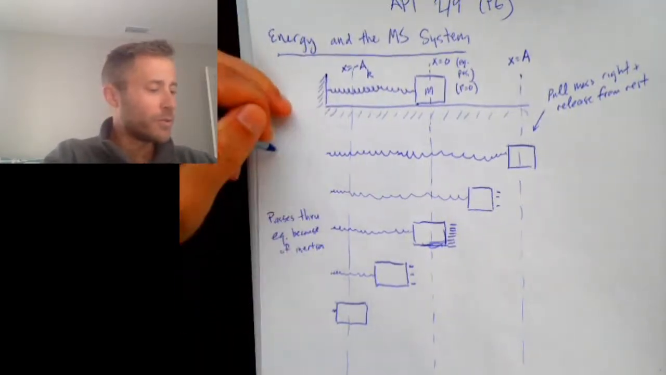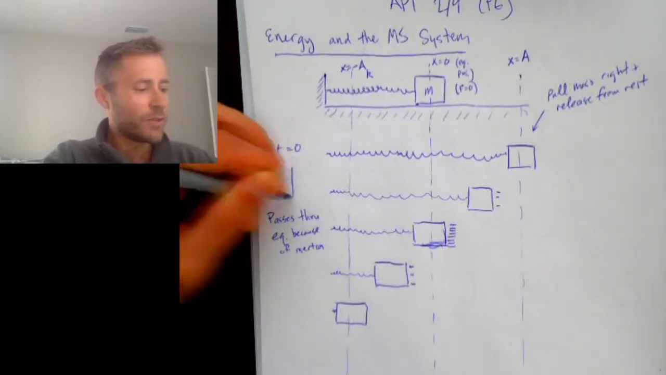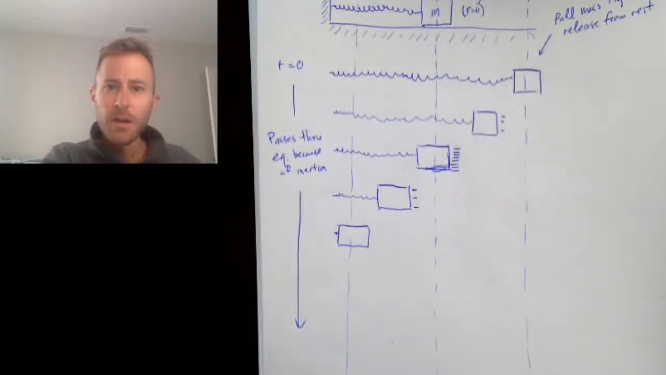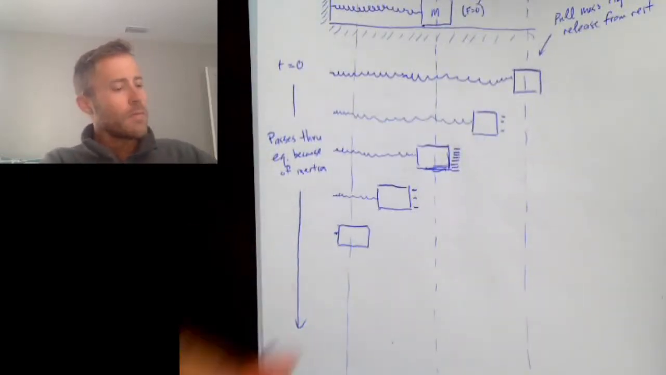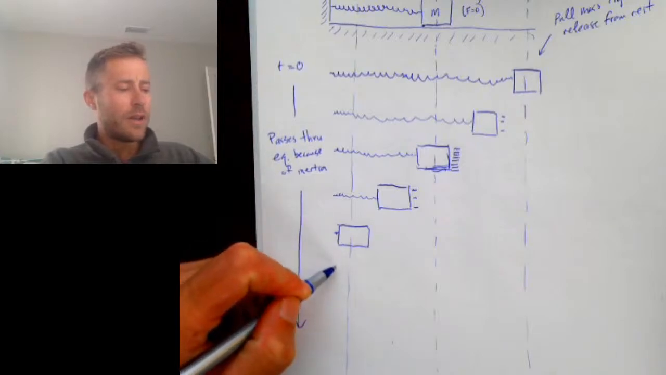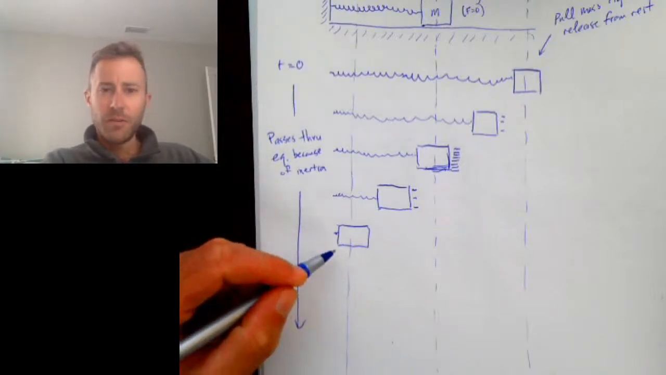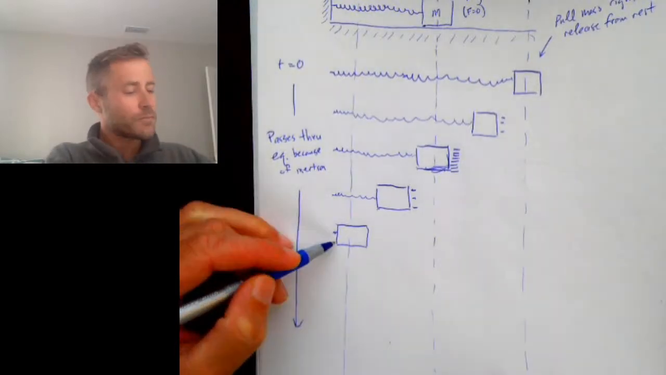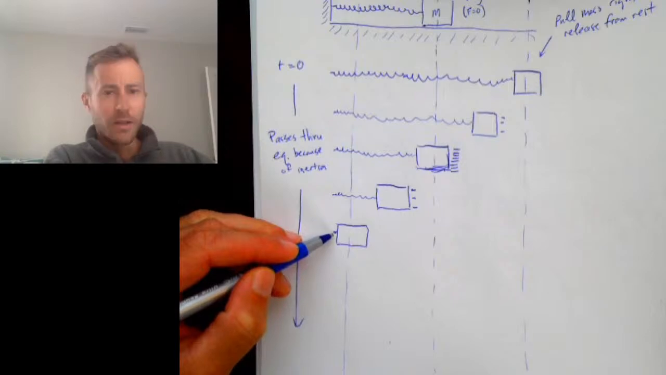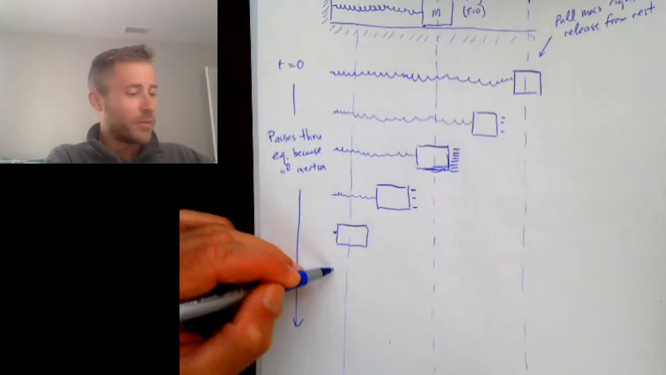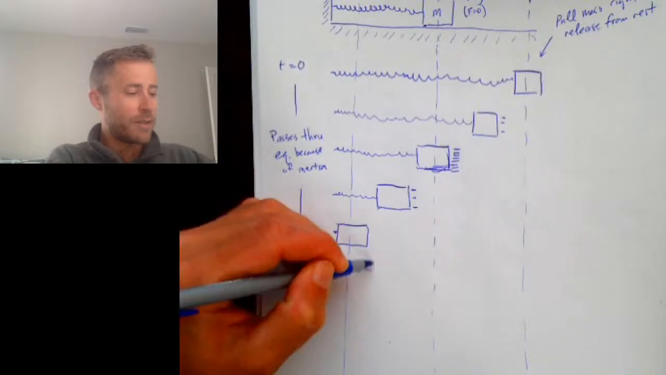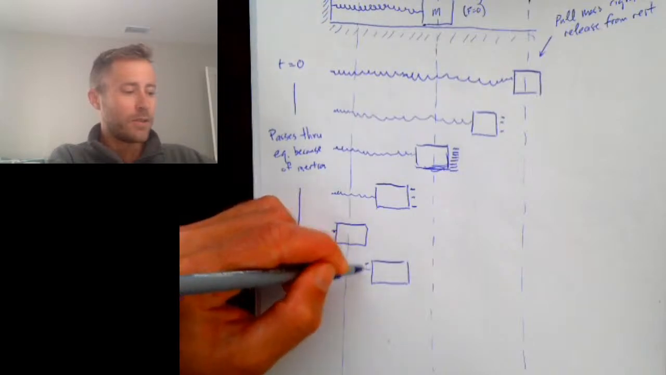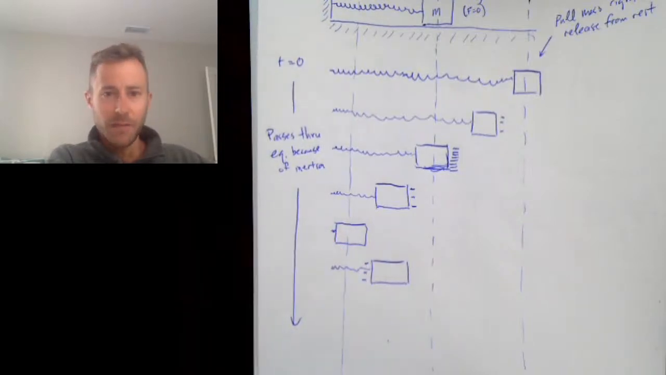By the way, this is time 0, and then we're just having time go on, going downward. Okay. So now it's at rest, and because it's at rest and the spring is compressed, the spring is going to be able to start pushing it back in the other direction. So now it's going to gain speed going to the right.